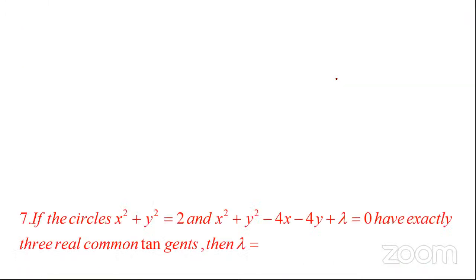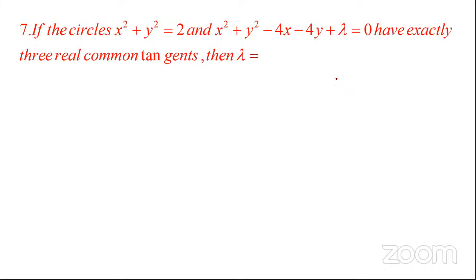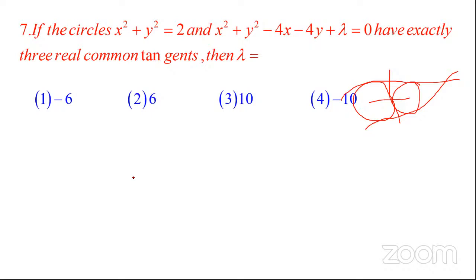So next, if the circles x square plus y square equal 2 and x square plus y square minus 4x minus 4y plus lambda equal to 0 have exactly 3 real common tangents. From the question, he mentioned 3 real common tangents means they touch externally. So like this, this is common tangents. You have to draw like that. Then we have to find the lambda value.